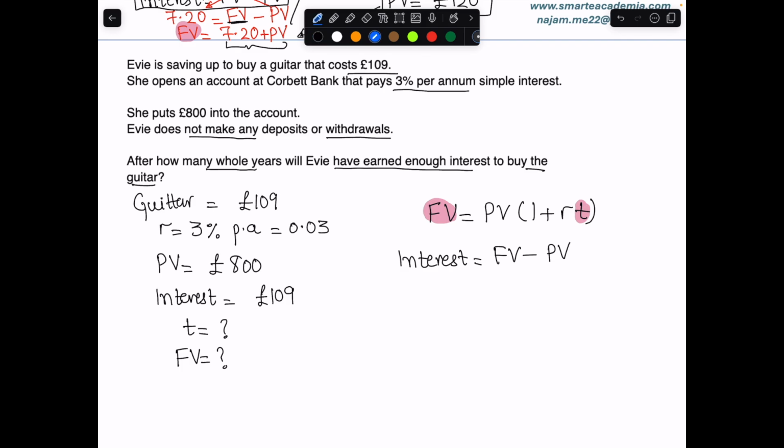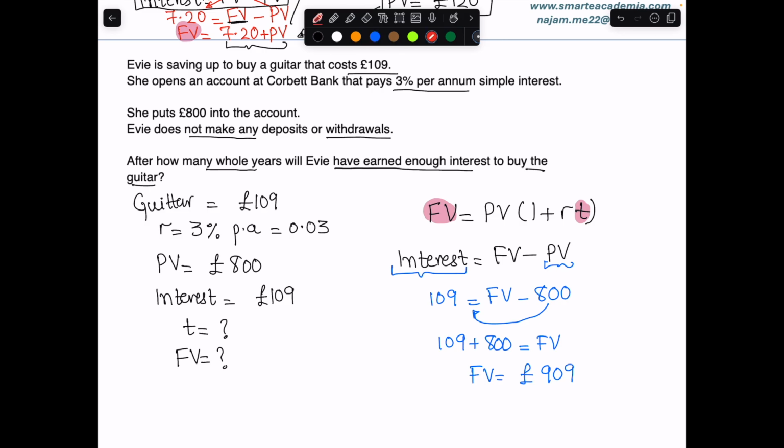Now in this case, interest is given and present value is given, so I can simply find the future value from here. So interest, we know, needs to be 109 to buy the guitar, whereas the future value is something that needs to be found, and my present value is simply 800. Just putting this here, your 109 plus 800, the future value will turn out to be 909 pounds.